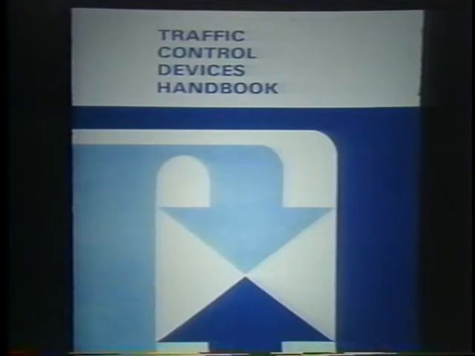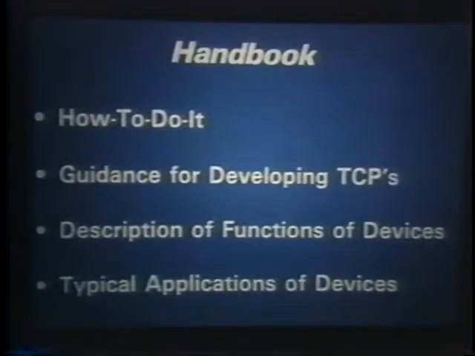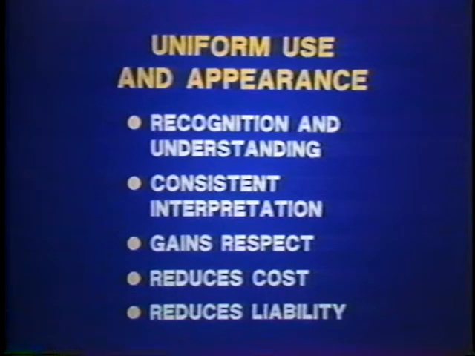The MUTCD has a helpful implementation guide, the Traffic Control Devices Handbook, or the TCDH. This handbook has a wealth of information on how to apply the MUTCD. All of these manuals and standards help ensure the uniformity of signs. Signs that are uniform in application and appearance have these 5 benefits, the most important of which is the second on the list: consistent interpretation.